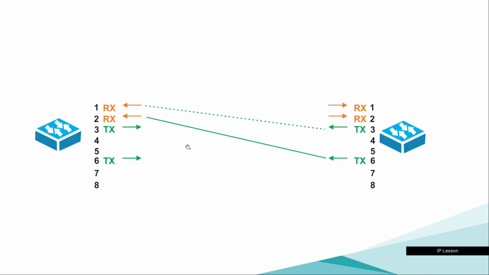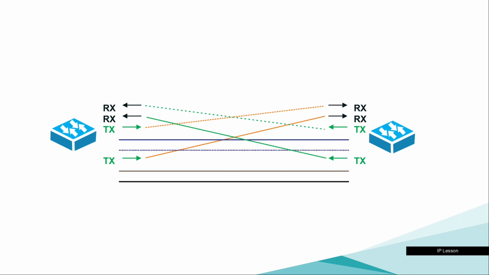In the crossover cable, we will connect 1 and 2 in one of the RJ45 connectors to 3 and 6 in the RJ45 connector on the other side. And then 3 and 6 in one of the RJ45 connectors to 1 and 2 in the other RJ45 connector. And then we will connect the rest of the cable as straight through. So 4 to 4, 5 to 5, 7 to 7, 8 to 8.